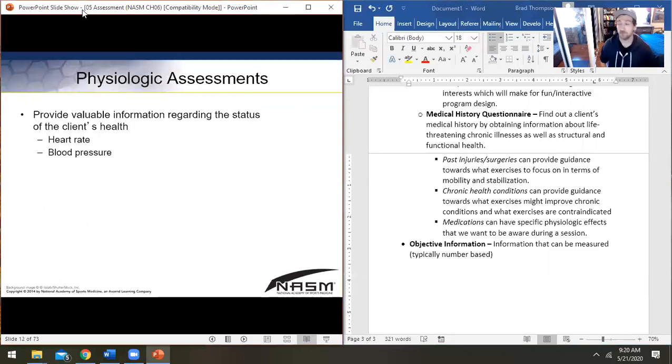So the first bit of objective information we are going to look at is your physiologic assessments. So physiologic assessments.